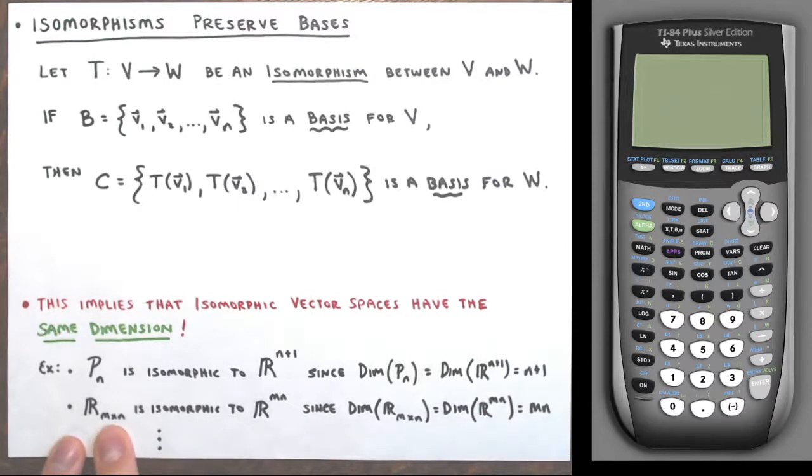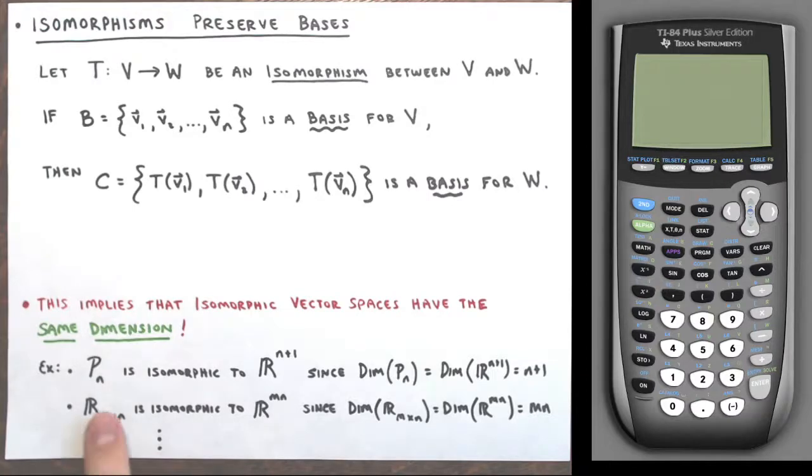So R 2 by 3, the set of 2 by 3 matrices, would be isomorphic to R6, right? Euclidean space with 6 components. Or P5, because that has dimension 6 as well. Any vector spaces with the same dimension are isomorphic, meaning you should be able to find an isomorphism between them. Again, that doesn't mean that every transformation between them is an isomorphism, but it means you can find at least one transformation between them that's an isomorphism, something that's both linear and invertible.